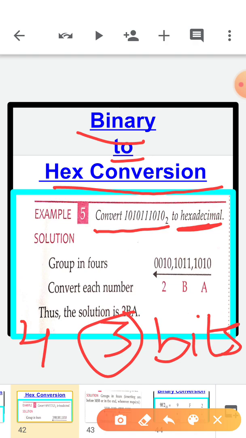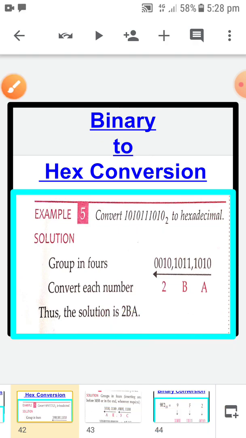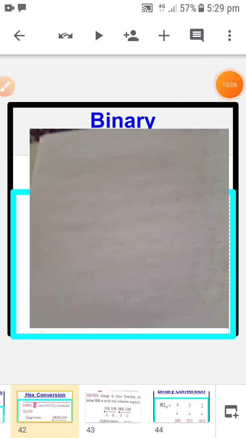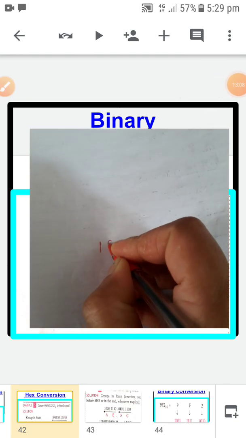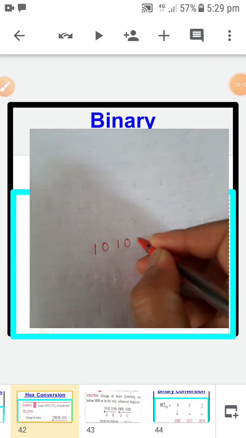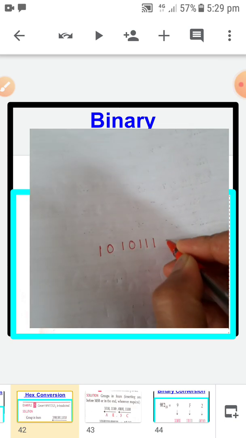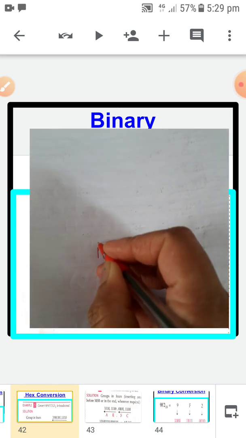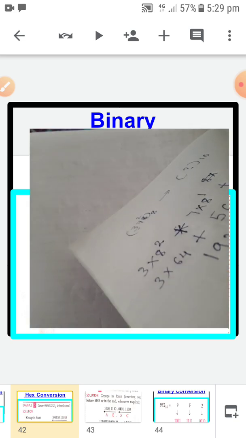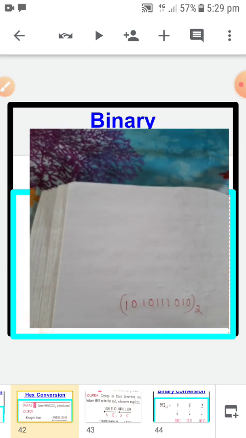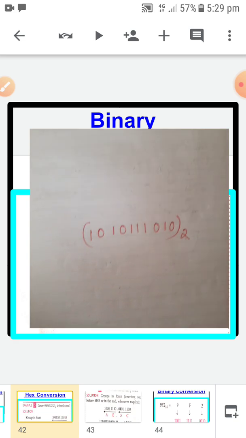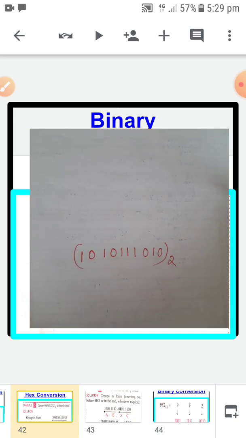How you can make this? Let's see again this question in the notebook. See, you are having the question 1010111010, and this is in binary, and you need to convert it into which number? Hexadecimal number.